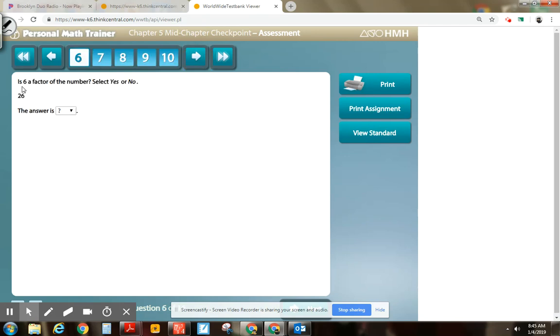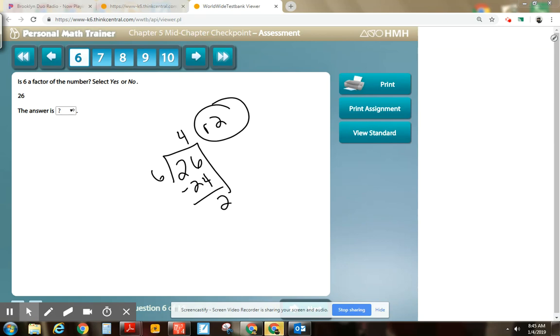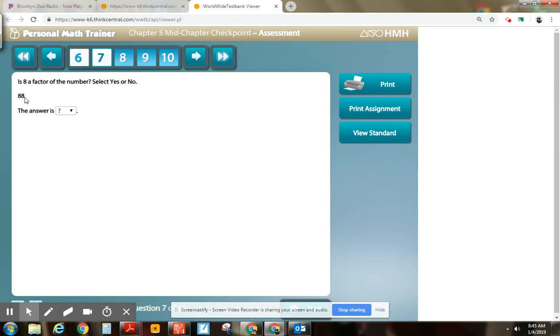Number 6, is 6 a factor for the number? Does 6 go into 26 evenly? Well, no, it doesn't, because I have 2 remaining. So this remainder means it's not a factor. It doesn't go into it equally. No. Is 8 a factor of 88? Yes, because 8 times 11 is 88. How about, is 7 a factor of 47? 7 times 10 is 70, so no. 7 times 5 is 35. 7 times 6 is 42. 7 times 8 is 56. I'm not finding the product of 47, so no.